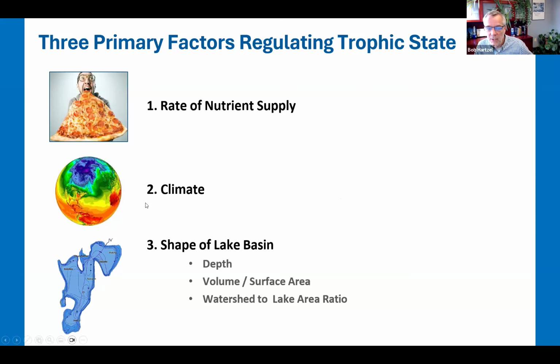Second will be climate. So in simplest terms, this really just gets down to growing season temperature. As the climate gets warmer, we're going to see on the margins maybe a few extra days of growing season in the early part and a few at the end. And it's going to happen slowly over time, but it does affect biological productivity and trophic state. And then we've already talked about this, the shape of the lake basin, morphological features like depth, volume to surface area ratio, and watershed to lake area ratio.